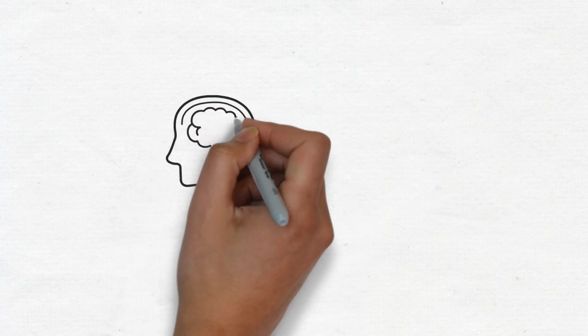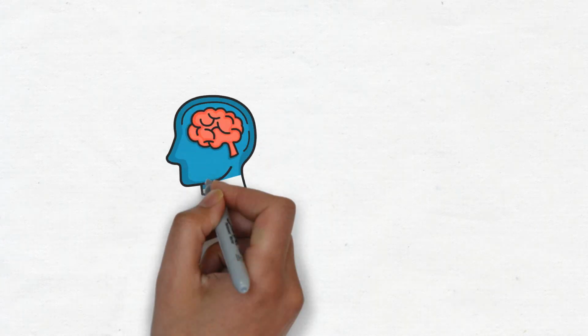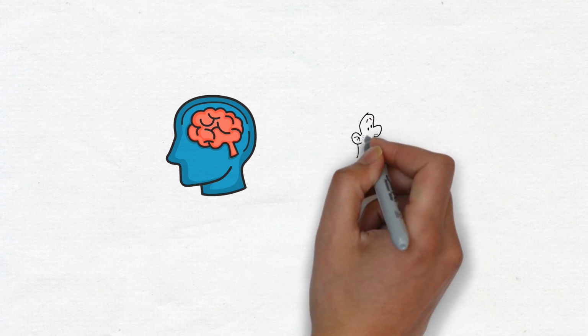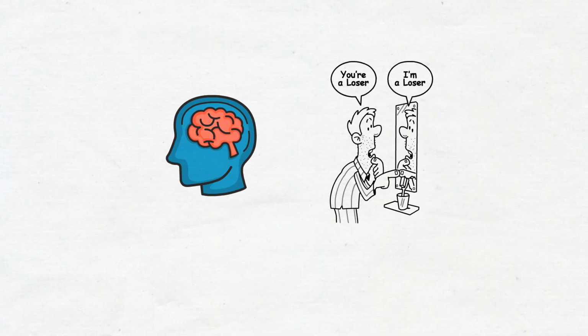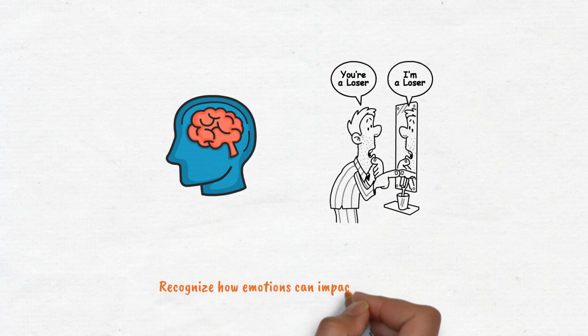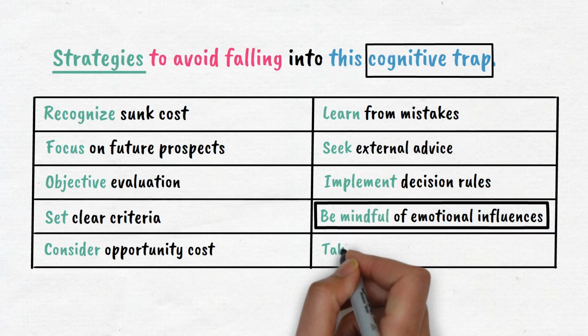Recognize how emotions can impact decision-making. Fear of failure, pride, and ego can play a role in perpetuating the sunk cost fallacy. Stay mindful of these emotions and strive to make rational choices.